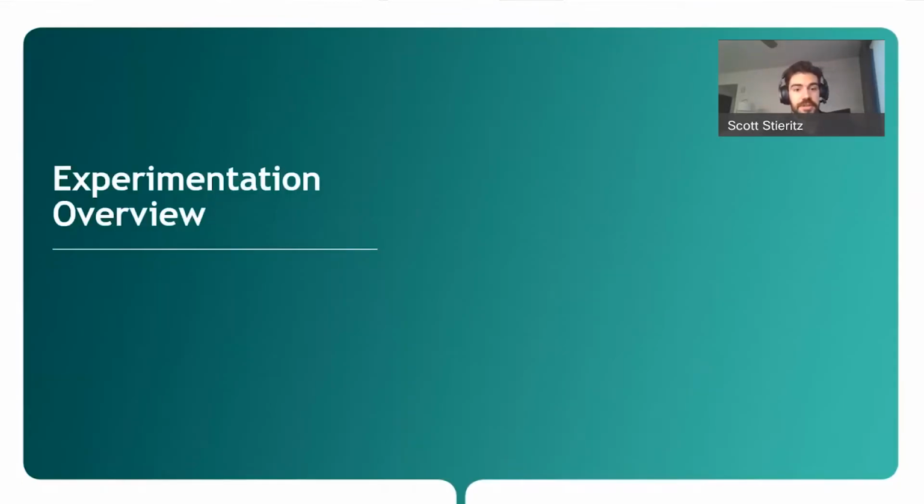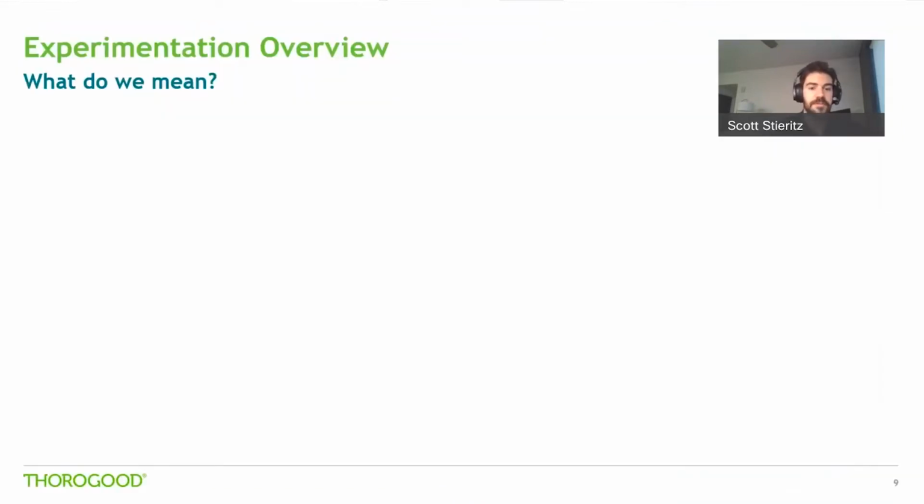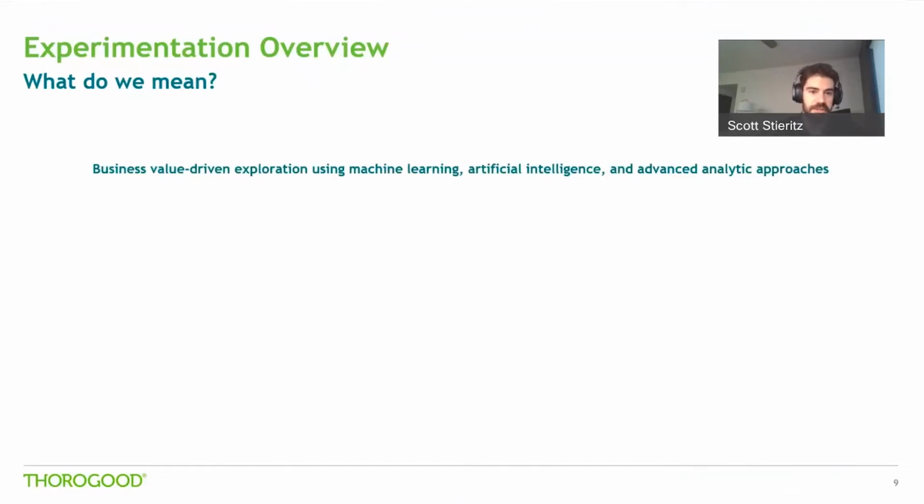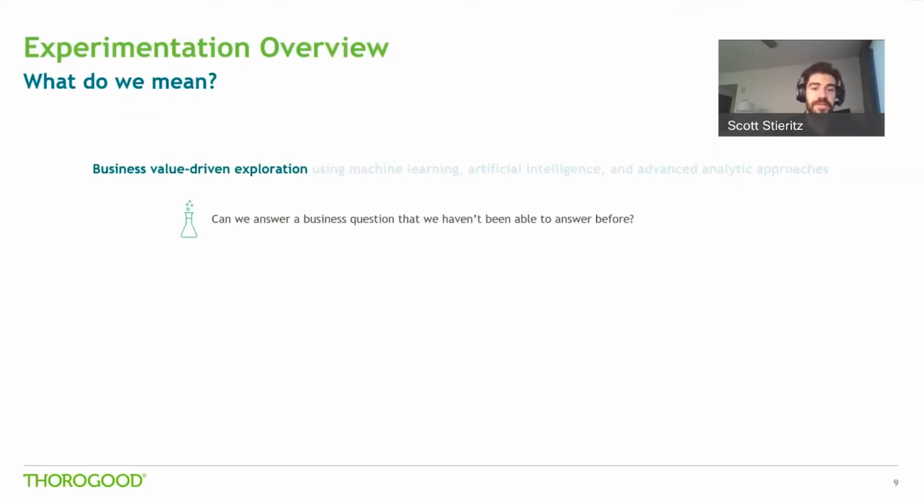Now we can jump into the topic that we're all here for today, which is analytical experimentation in the cloud. And I'll start with an overview of the topic. So first of all, what do we even mean by this experimentation? I put together a quick definition of business value-driven exploration using things like ML and AI and advanced analytics or data science or whatever you want to call it. If we break this into two parts, what do we even mean by business value-driven exploration? We can start by thinking about, is there some way that we can answer a business question that we haven't been able to answer before using data, using analytics? So it's the exploration of this.